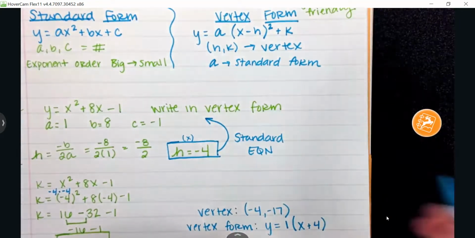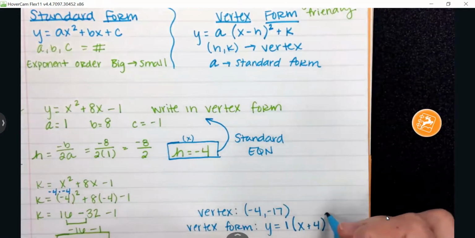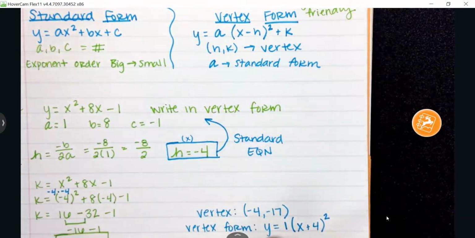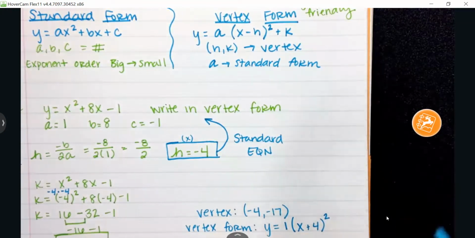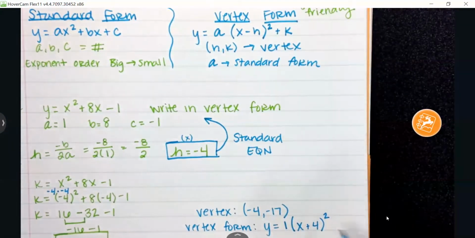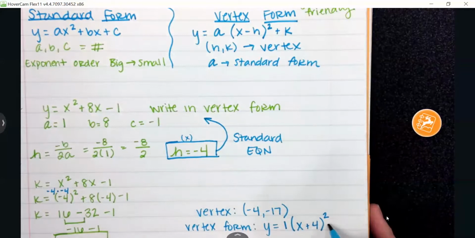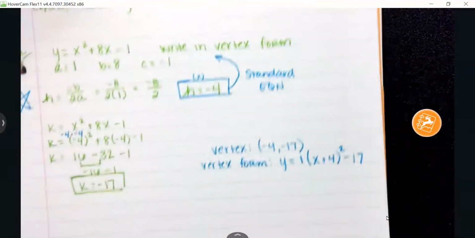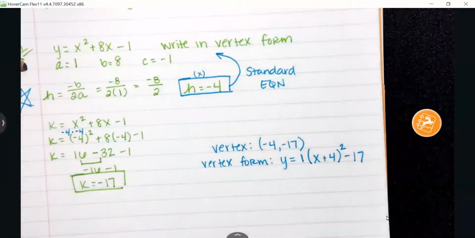Yes, ma'am. Okay. And squared. What does that little square tell me? That my graph is a parabola. Thank you. If I start with y, I end with y. So what's it going to ask? What's going to be on the outside here? Minus 17. So let's see who can answer some more questions.